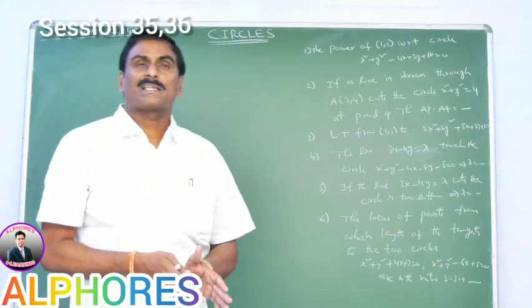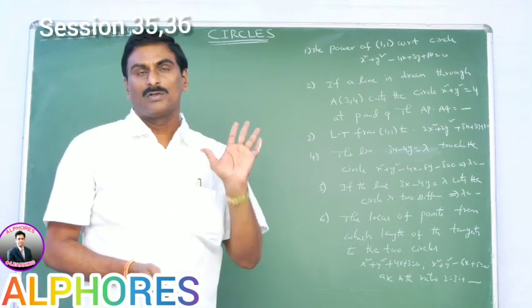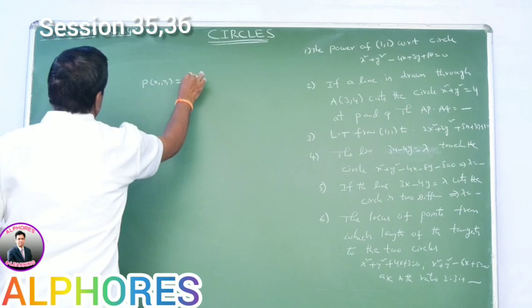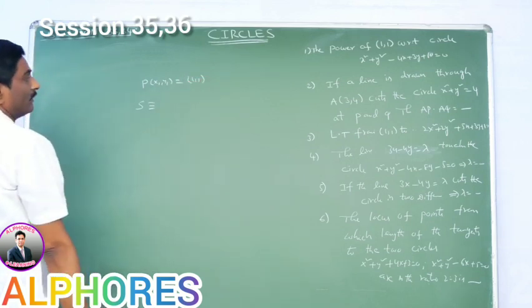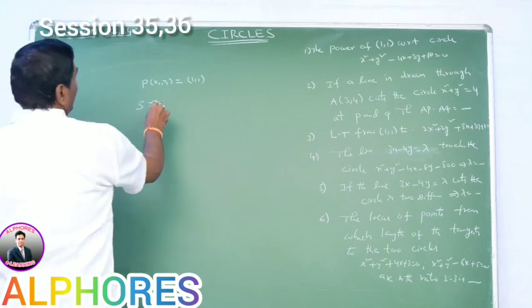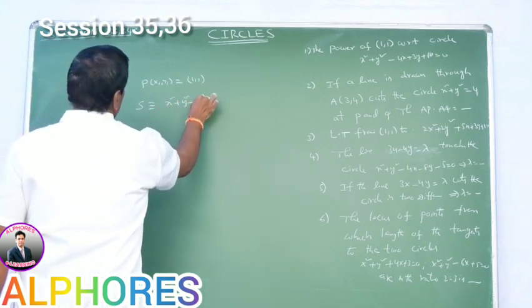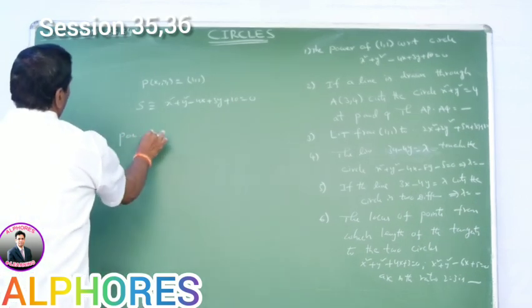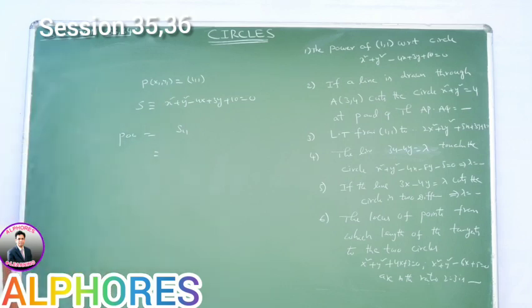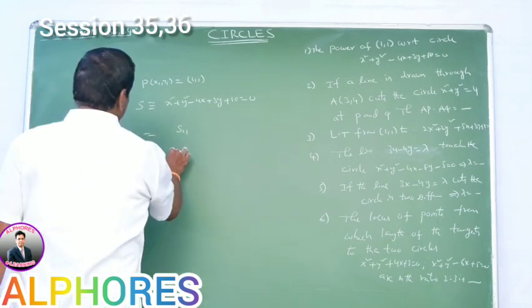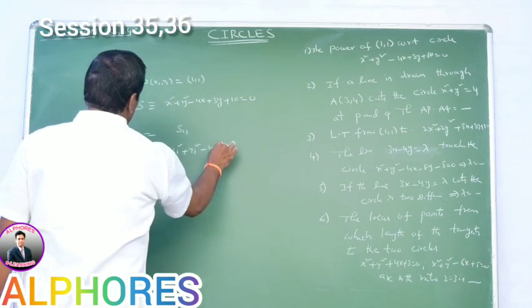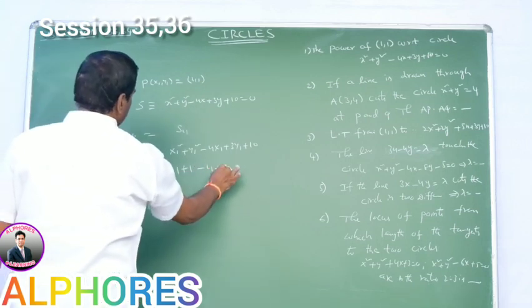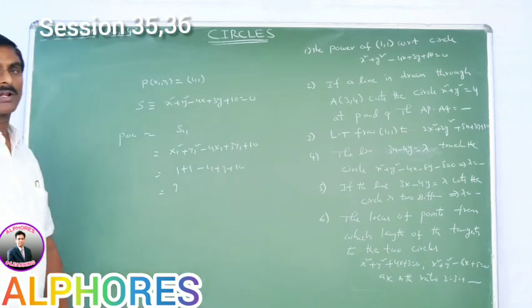Power of the point with respect to the circle S is equal to 0 is nothing but S11. So you find S11. From the given, P(x1, y1) is equal to 1 comma 1, and the given circle S is x square plus y square minus 4x plus 3y plus 10 is equal to 0. Now the power of the point is equal to S11. S11 means x1 square plus y1 square plus 2gx1 plus 2fy1 plus c, that is x1 square plus y1 square minus 4x1 plus 3y1 plus 10. So substitute the point 1 comma 1: 1 plus 1 minus 4 plus 3 plus 10. That is the power of the point.